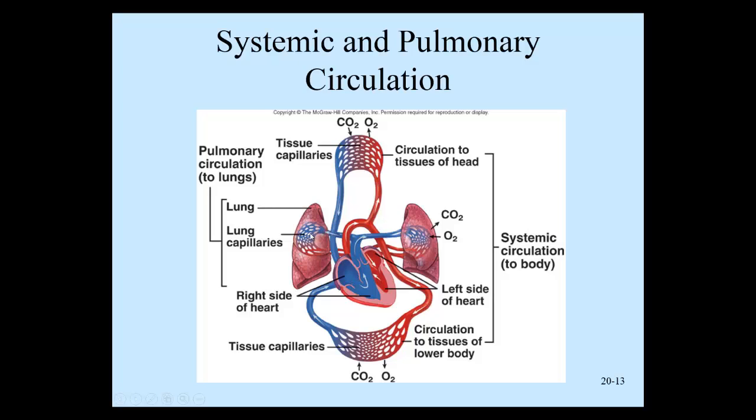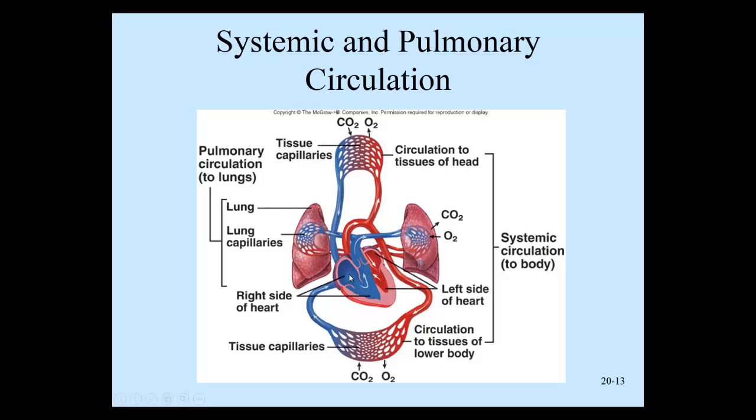The left side of the heart receives oxygenated blood from the lungs and pumps it to the rest of the body, so we call the left side of the heart the systemic circuit, or the systemic circulation, because it's sending the blood to the system, or to the body. So this is the systemic circulation on the left side and the pulmonary circulation on the right side.